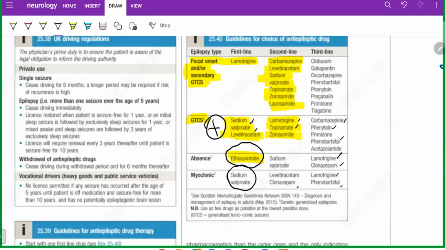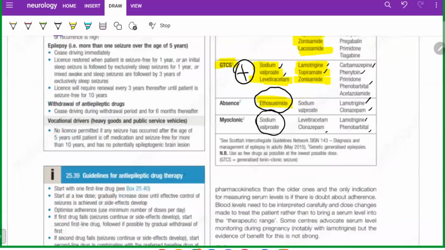Now just close your eyes and tell me, generalized tonic-clonic seizures, what is the drug of choice? Sodium valproate and levetiracetam. What is the drug of choice in absent seizures? Ethosuximide. What is the drug of choice in myoclonic? Sodium valproate. What is the drug of choice in the focal seizure? Lamotrigine. Clear? You won't forget, right?